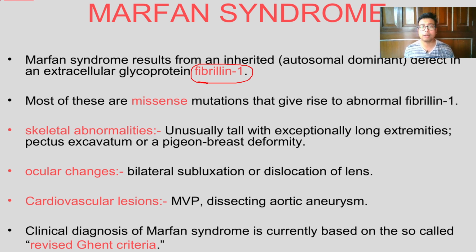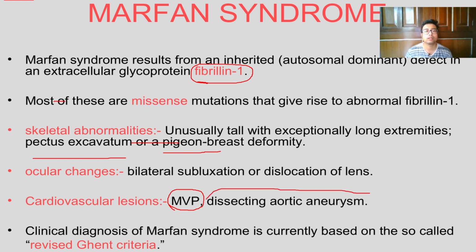Okay, number 1 is pigeon chest deformity. Okay, pectus excavatum, very important. Okay, patients will have unusually long extremities, large hands. Okay, patients will have a dolichocephalic face, it means a long face, large hands, large fingers, lens dislocation. In the heart there will be problems. MVP is mitral valve prolapse. Okay, mitral valve prolapse followed by dissecting aortic aneurysm.